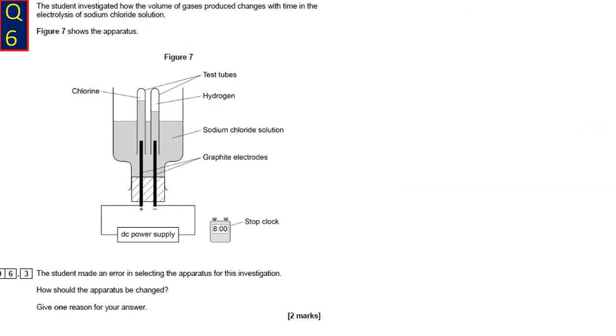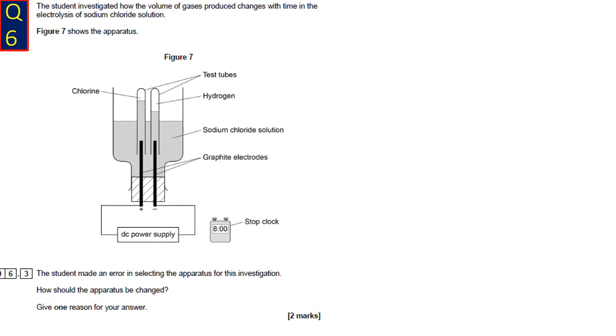So we're showing a different setup here of the electrolysis of sodium chloride solution, and we can see they're collecting gases there. The students made an error in selecting the apparatus for this investigation. How should the apparatus change? So we want to go through, we've got graphite electrodes, that's fine, we've got a power supply, we've got positive and negative electrodes there, it's on DC current, that's all good.